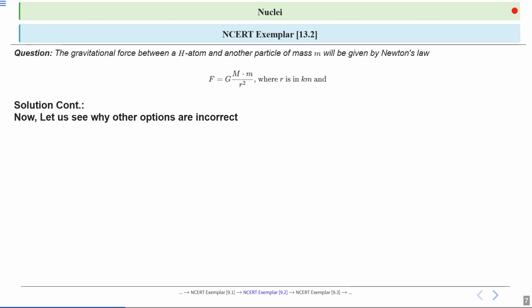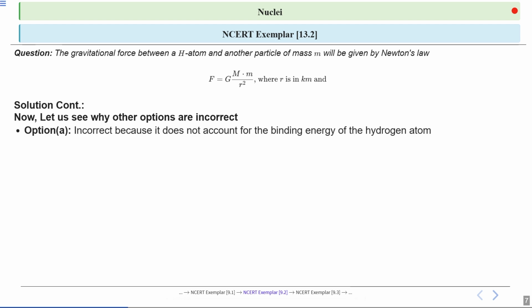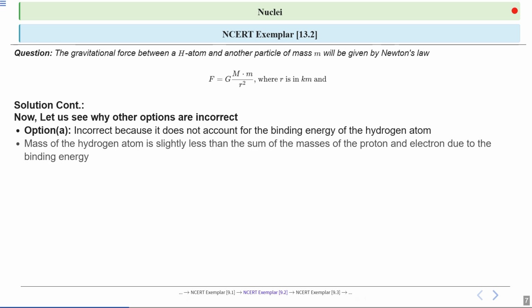Now let us see why the other options are incorrect. Option A is wrong because it ignores the hydrogen atom's binding energy, that is the energy corresponding to mass defect, which tells us how strongly the particles are held together. The hydrogen atom's mass is slightly less than the sum of proton and electron masses due to binding energy.